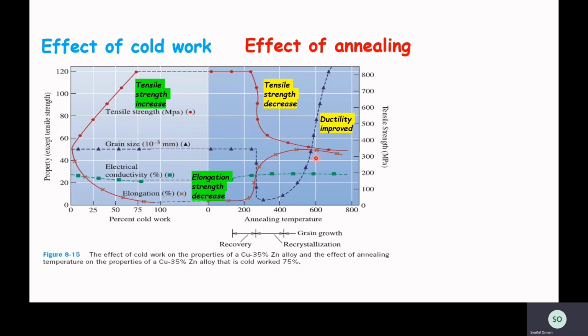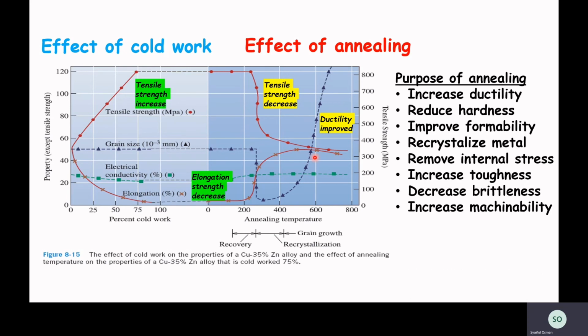And the aims of annealing: one, to increase ductility. We want to reduce hardness, improve the formability of the material, and we want to recrystallize the metal, remove internal stress, and increase toughness. And we want to decrease brittleness, and we want to increase the machinability of the material. Also, by annealing we can decrease the electrical resistance and improve the magnetic properties.